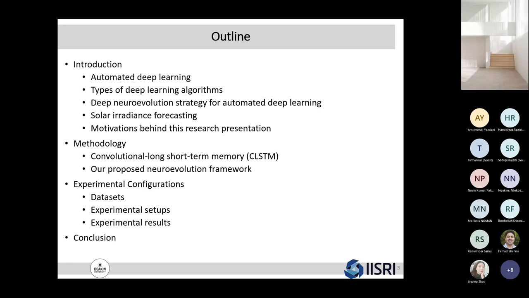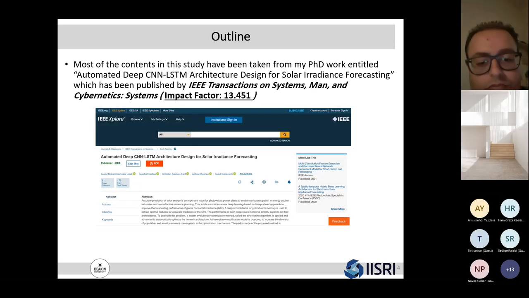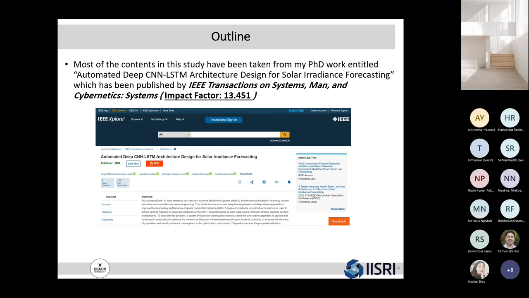And then this presentation will be concluded with some future direction. So most of the contents for this research presentation have been taken from my PhD work entitled Automated Deep CNN LSTM Architecture Design for Solar Irradiance Forecasting, which has been published by the prestigious IEEE Transactions on SMC Systems with a very high impact factor. Currently, it is the second best transaction before the TPAMI as well.